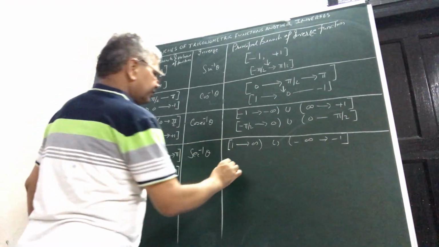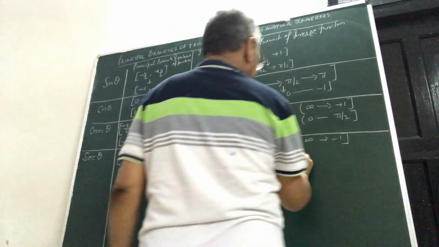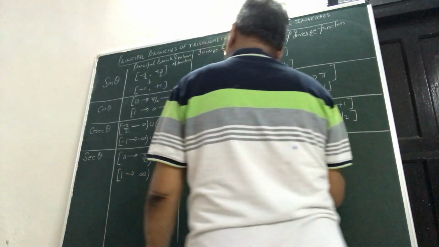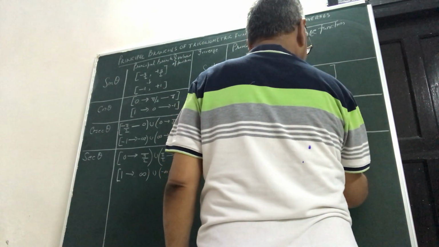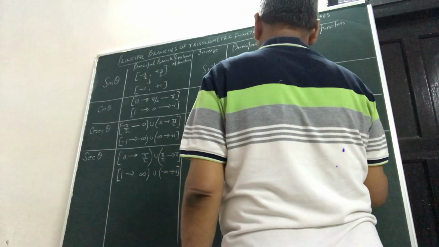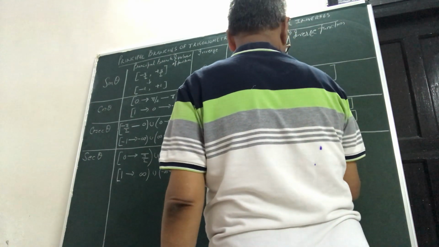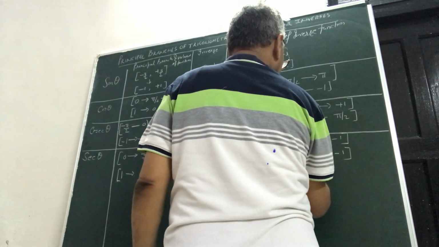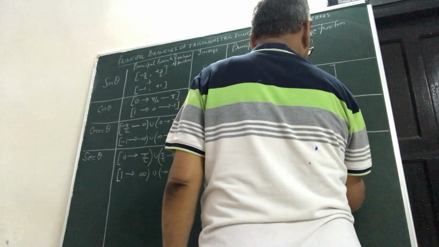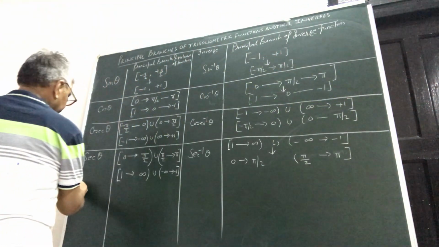That odd thing you have seen, so it will be 0 to pi by 2, and here it will be going like this, minus infinity to minus 1, and it is, sorry, 0 to pi by 2, and it is pi by 2 to pi. Closed. So this is about sec theta.